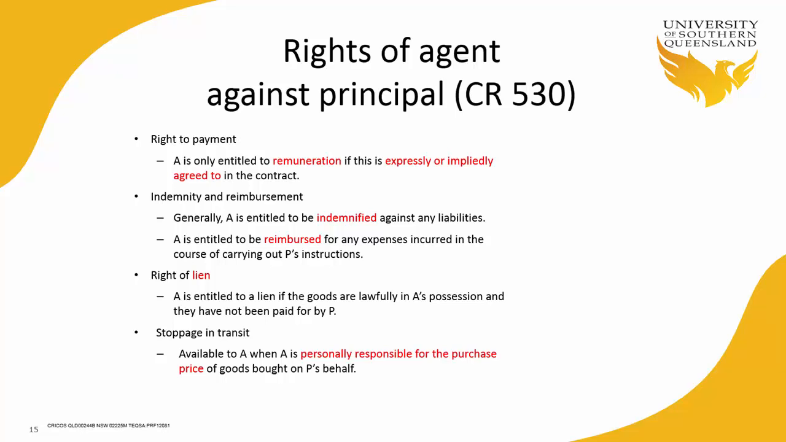Then there's the right of stoppage in transit, which is related to this right of lien. If the goods are still in the carrier's possession, so the goods are in transit, then the agent may be able to resume possession. So before they get to the principal, the agent can stop that delivery and withhold the goods until they are paid their dues in terms of expenses and commission.